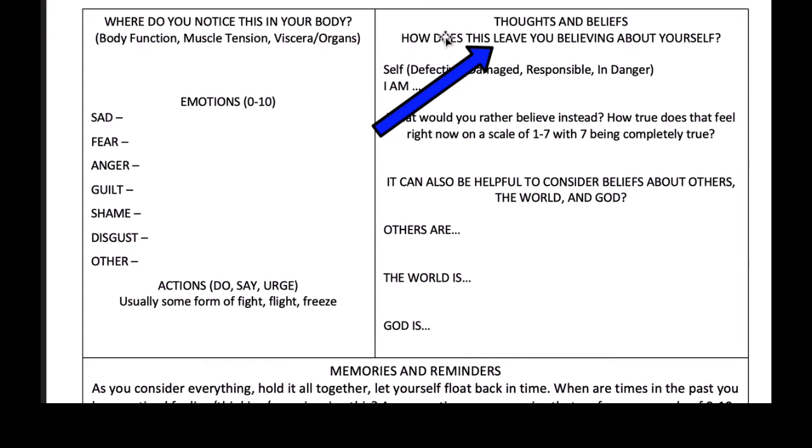Consider your thoughts and your belief in this situation. How does it leave you believing and thinking about yourself? Sometimes you can explore ideas around being defective, damaged, guilty, responsible, still in danger. Powerless and weak is also a significant one that pops up here. Answer the question with I am. And once you have that, what would you rather believe about yourself instead? And how true does that feel to you right now on a scale of 1 to 7, with 7 being completely true?